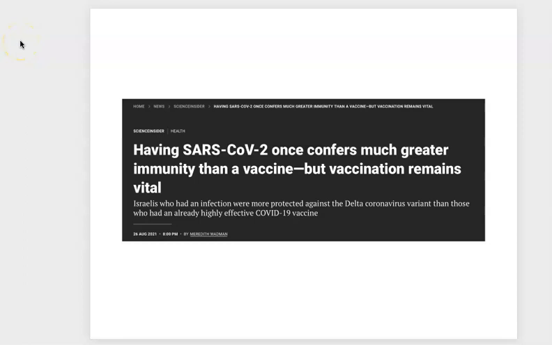But as I've shown you already with the headline from that Science paper, having SARS-CoV-2 once confers much greater immunity than a vaccine. Still, they're not going to fully say don't bother getting vaccinated. They're going to still tell you that vaccination remains vital. Of course it does, if you haven't been exposed before. And so that's one of the big issues, as I've pointed out before, this fight between those with natural immunity who have recovered from COVID-19, and people on the other side still pushing vaccination for everybody, to the extent that you could lose your job or be sanctioned in other ways.